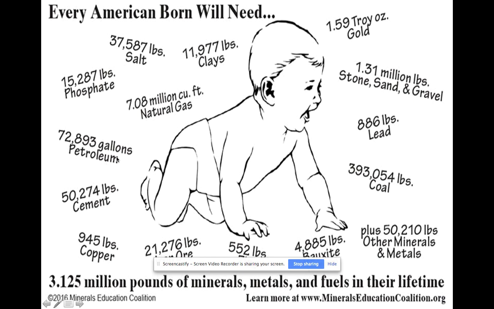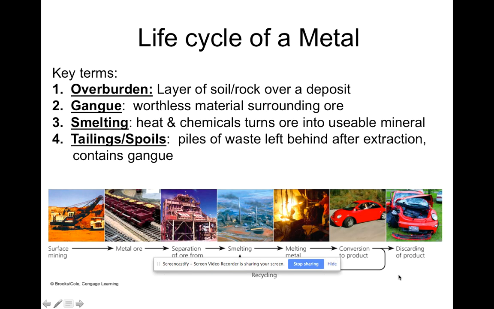This is mainly for transportation. We use lead, we use coal, mainly for heating our homes and producing electricity. You also have almost 1,000 pounds of copper, mainly from electronics that we're going to use over our lifetimes. So a total of 3.125 million pounds of different materials over our life.